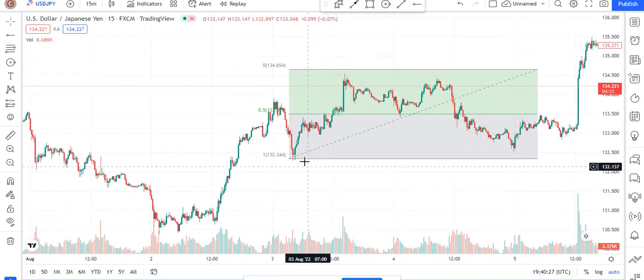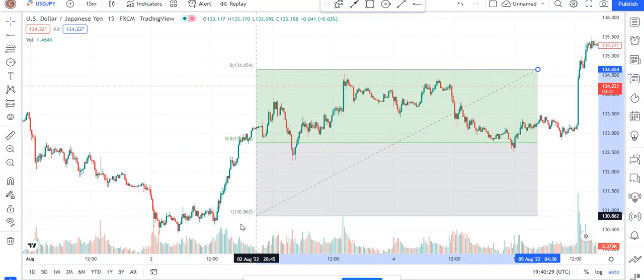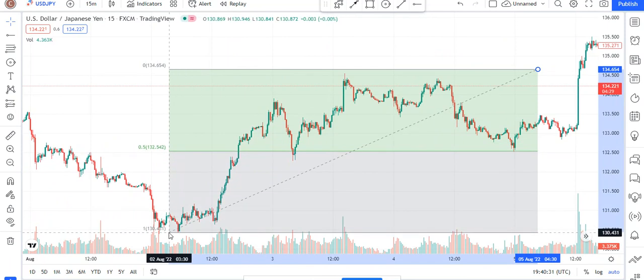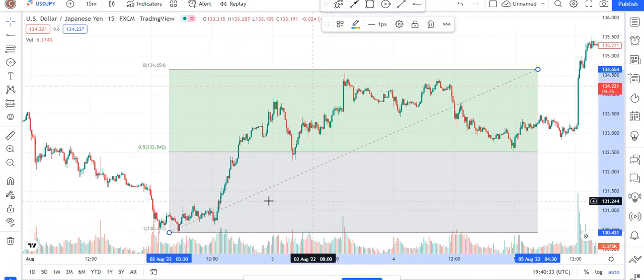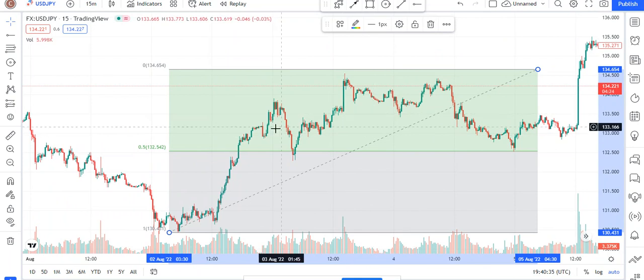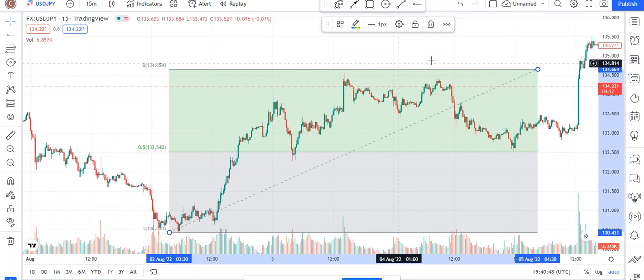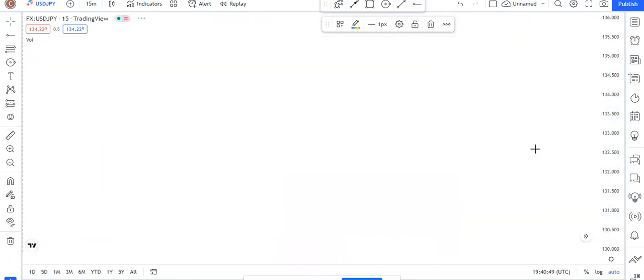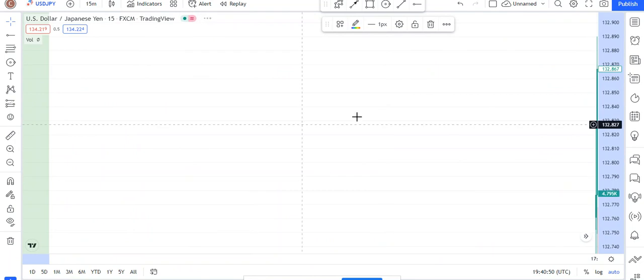I will not draw my Fibonacci like this. This is not going to make sense, because this is the entire range in this case. We're just catching the entire range, and it's not going to make sense to use the entire range except if the entire range has started correcting. If the entire range is correcting, then we can draw our Fibonacci like that.